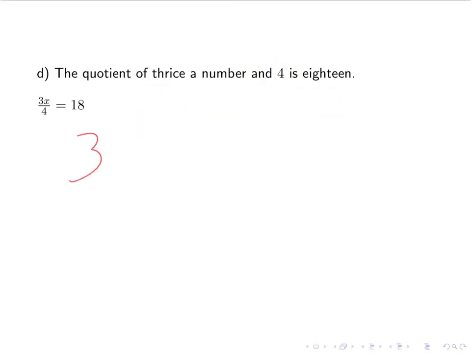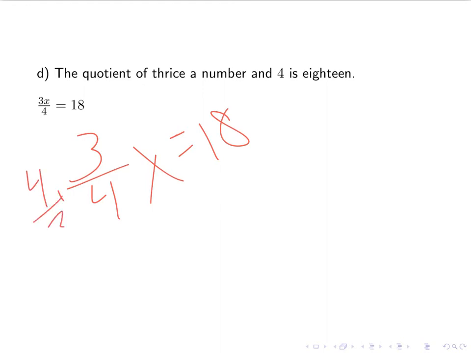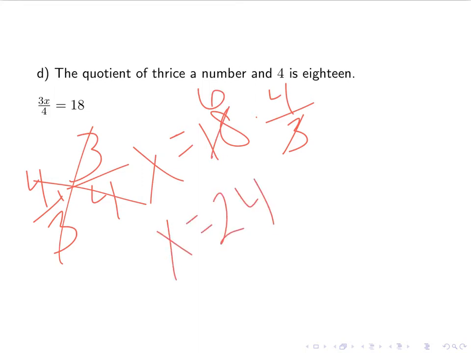Now remember, if I have 3 over 4 x equals 18, if I want to get rid of that 3/4, I multiply both sides by the reciprocal. The 4's cancel, the 3's cancel. Over here, 3 goes into 18 6 times, so x is 24.